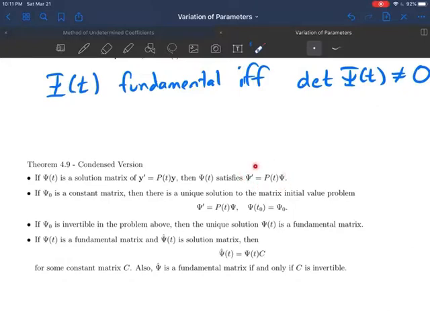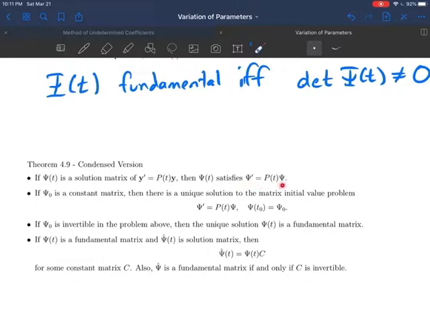Now the thing to notice about this is that it's actually a matrix differential equation. So rather than just having the rows, it has all the different components. We're not going to be actually computing any of those matrices, but we need to know this fact in order to come up with a variation of parameters formula, which we're going to do in a second.